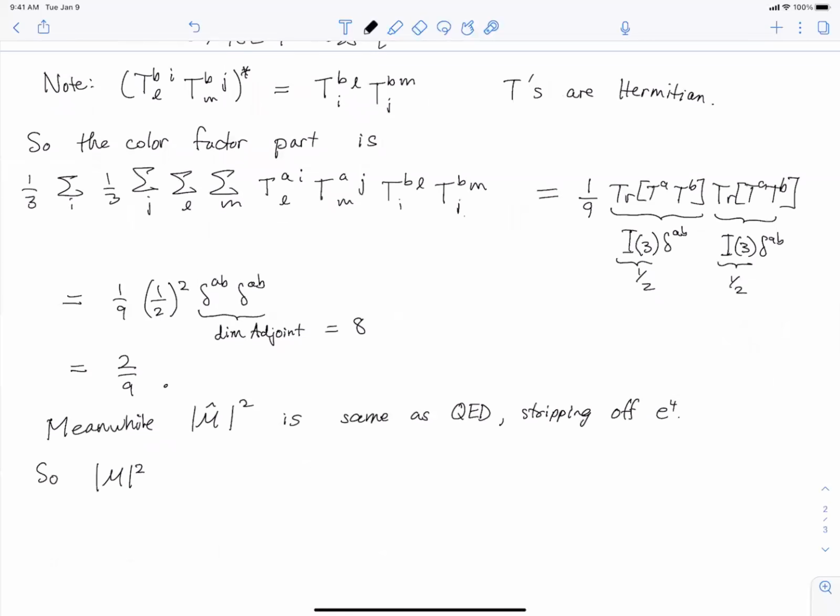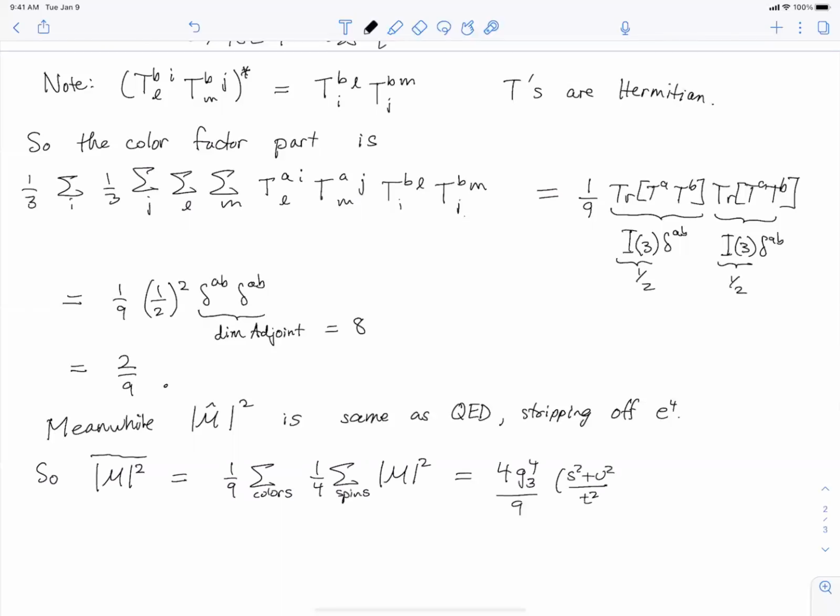It's traditional to put a bar over the whole thing. That just means that you're summing over everything for the final state, averaging everything for the initial state. I'll write it explicitly as 1/9 sum over colors, 1/4 sum over spins, matrix element squared. And when you plug in our answer from QED, we get 4 g3 to the 4th over 9 times (s squared plus u squared) over t squared. The t squared in the denominator, of course, is reminding us that this came from a t-channel diagram.